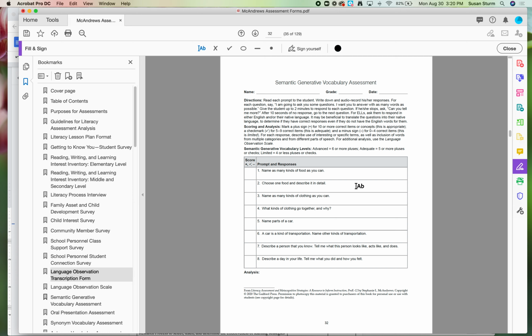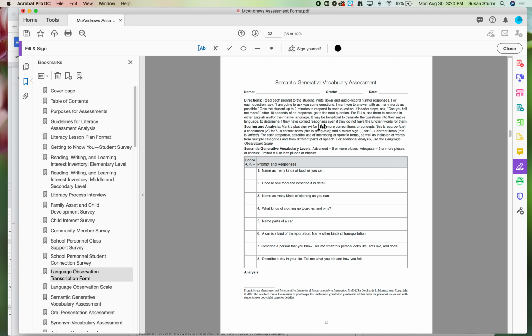So this is an assessment where you're going to want to have your little timer, your cell phone timer out, or your smartwatch timer out, or your analog old school watch, so that you can keep an eye on the time. This is a timed assessment. They get 2 minutes for each response, or if they meet the highest level by then, 10 or more correct, you can of course move on to the next one.